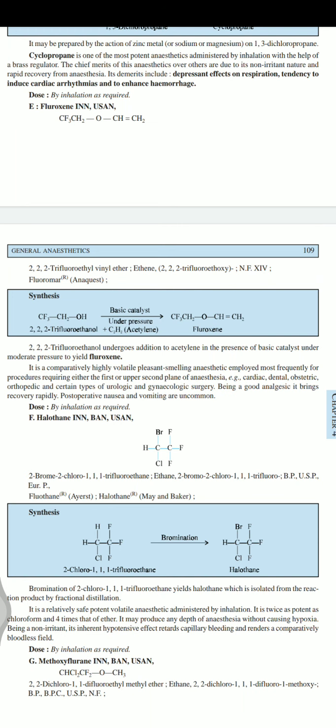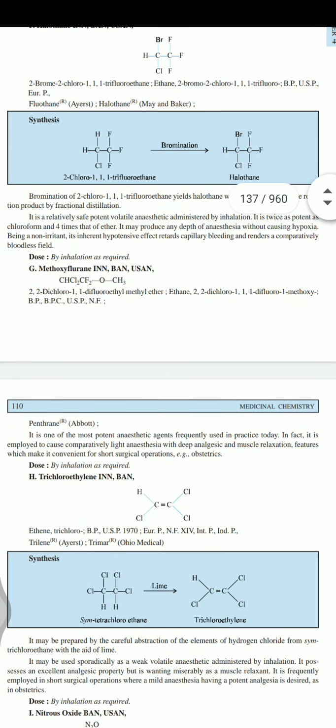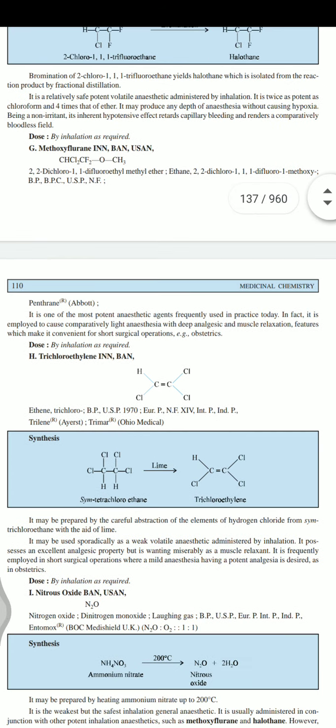Now, methoxyflurane is another compound. It is also a most potent anesthetic agent used nowadays. Trichloroethylene, we have given here the synthesis procedure. We take the help of lime as a catalyst from symmetrical tetrachloroethane to get our desired product, trichloroethylene.